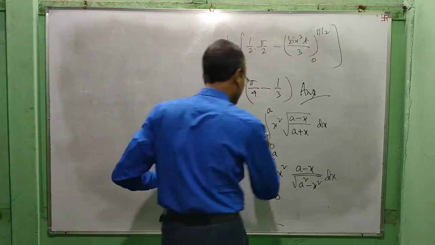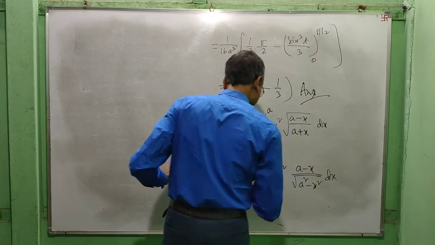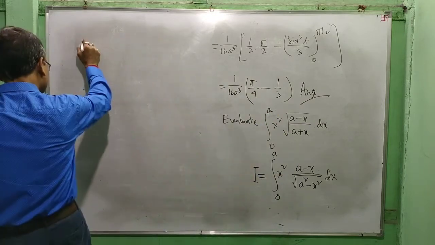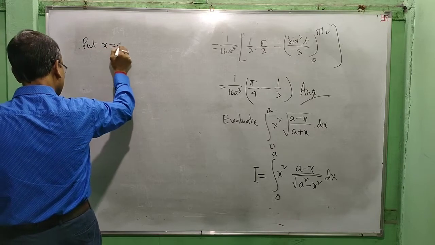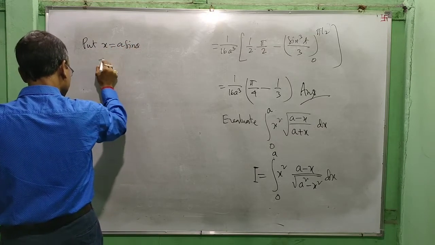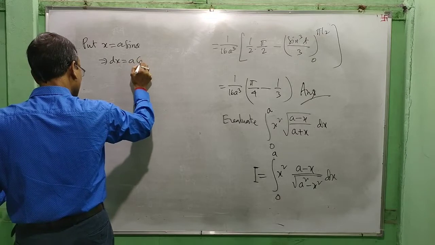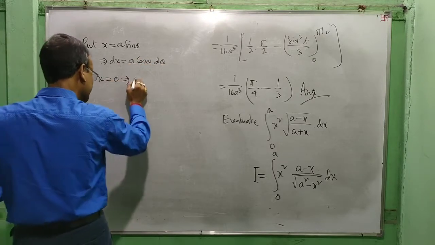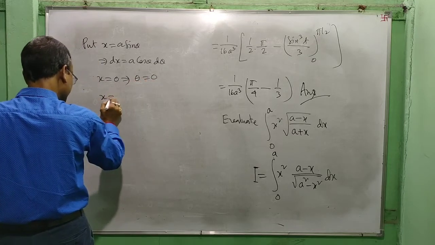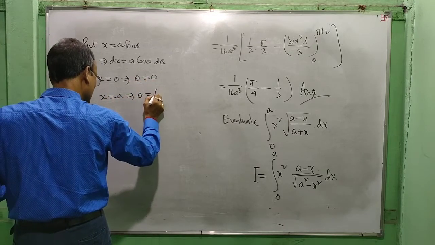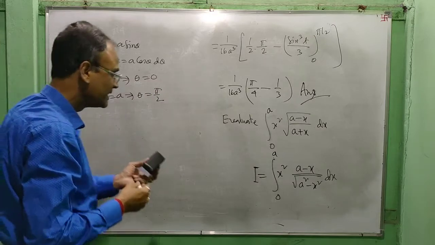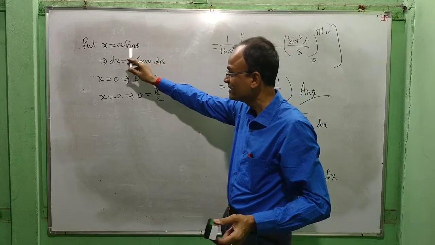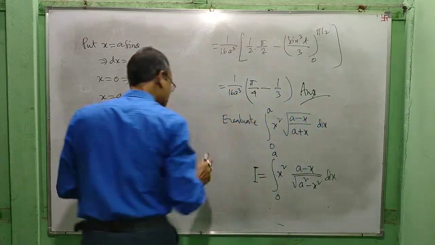I equal to, I am writing here, this is equal to I. Put x equal to a sin theta. Very simple. This means dx equal to a cos theta d theta. X equal to 0 implies theta equal to 0. X is equal to a implies theta is equal to pi by 2.